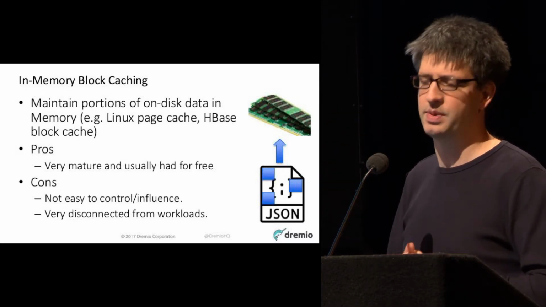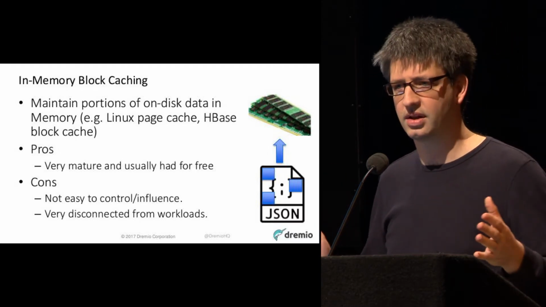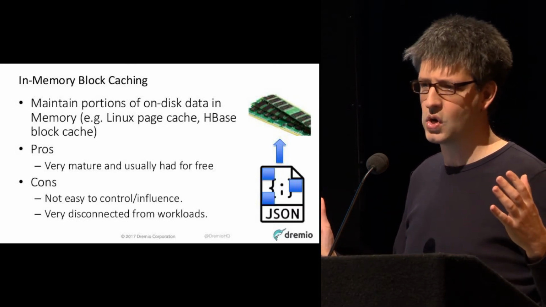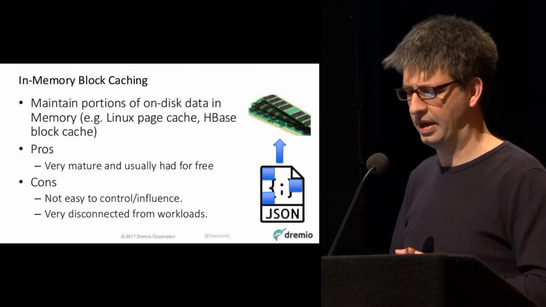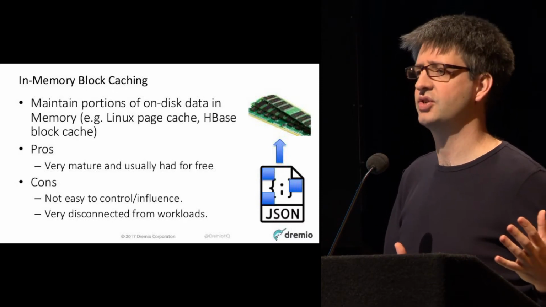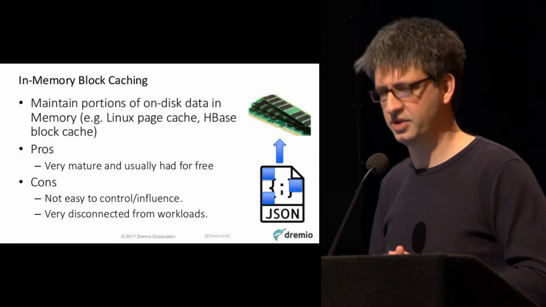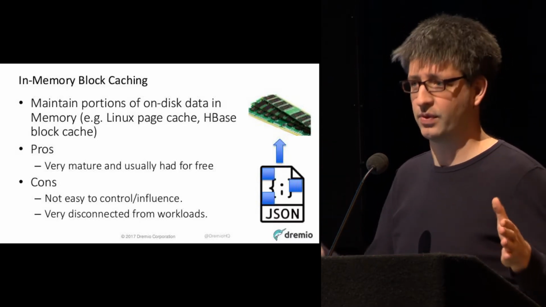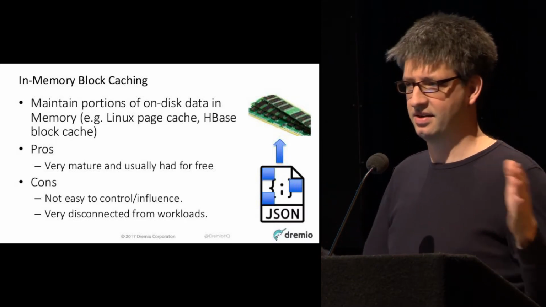Another example of this is the HBase block cache, which is slightly more custom than, say, a generic Linux page cache, but it's the same basic concept. In HBase, it's like, hey, I've got a KV store, and there's a certain set of keys that are pretty hot, and so I'm going to keep those in memory. In general, it's very mature, especially if you're using Linux page cache. You can get it for free, but you don't have a lot of control or influence over it, right? And it's also very disconnected from the workloads, right? It's a random byte range. If those bytes are hot, then great. If those bytes are not hot, then it's awkward.